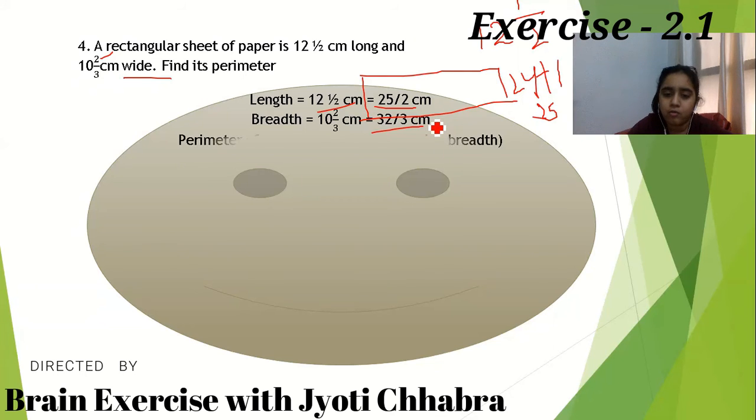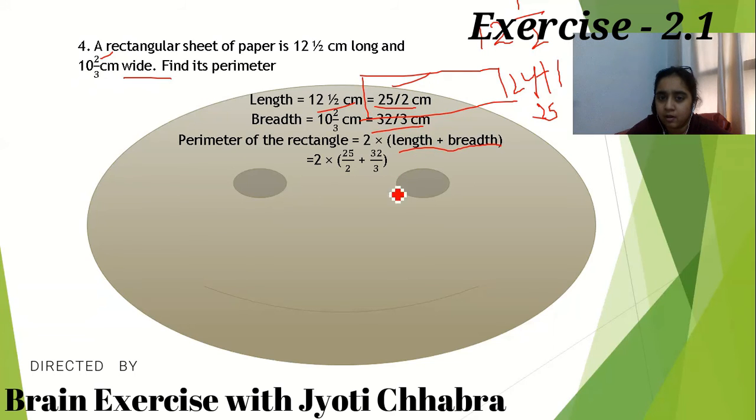Now we will apply the formula of perimeter of rectangle, that is 2 multiply length plus breadth. Here we will put the value of length and breadth. So length is 25 upon 2, which we have solved now, and breadth is 32 upon 3. And in order to solve this bracket, we have to take the LCM of 2 and 3. When we will take the LCM of 2 and 3, we will get the answer 6.